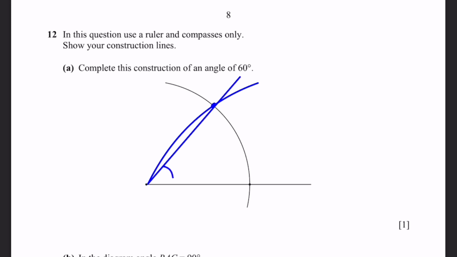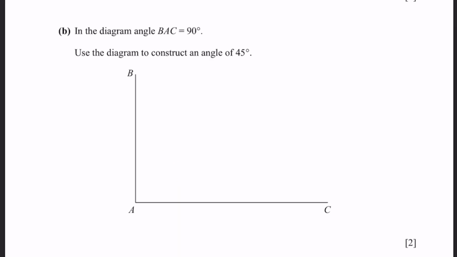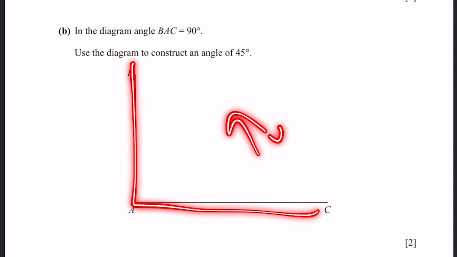This angle should be 60 degrees if you did all these steps correctly. That's the answer. B. In the diagram, angle BAC equals 90 degrees, which means this angle is 90 degrees.